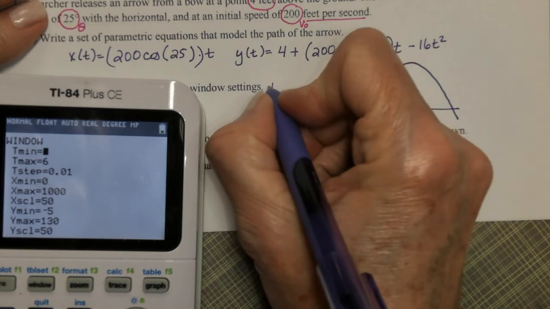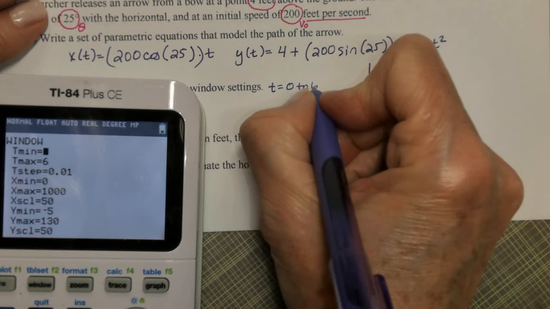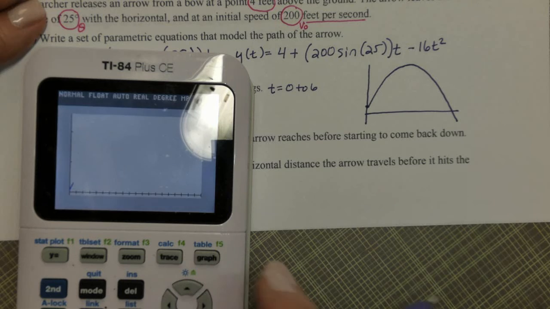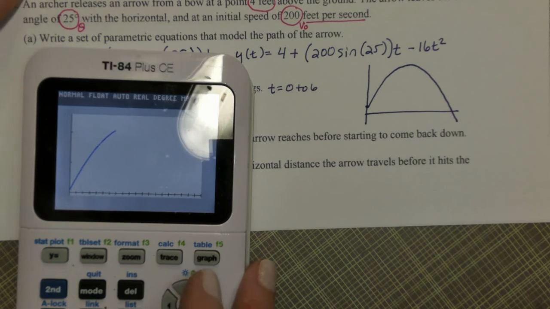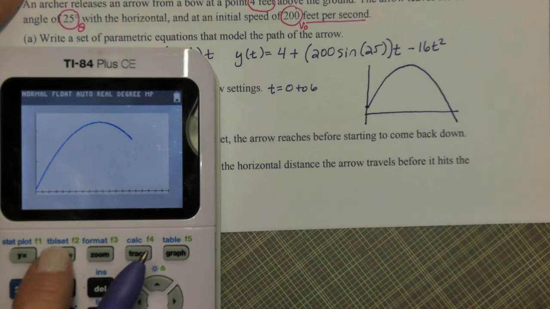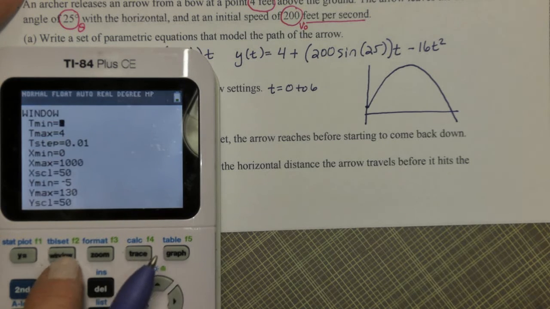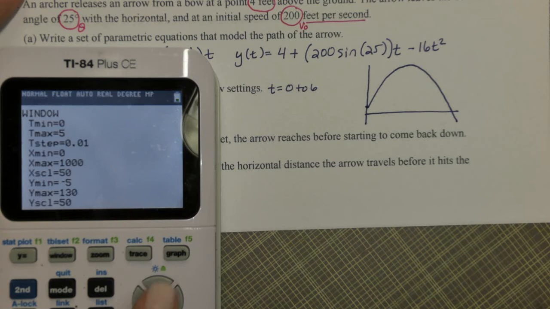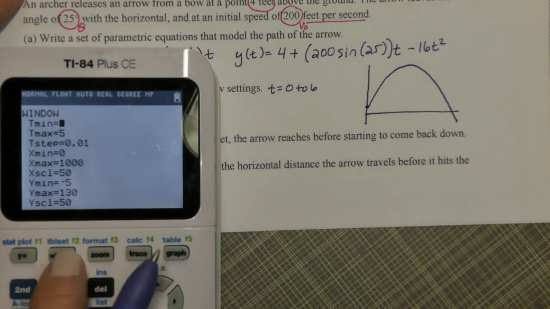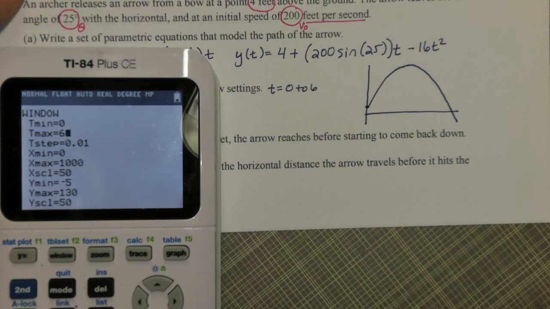Our t's are going from 0 to 6, and I may not have needed all those t's. Let me see what happens if I just go to 4. Let's see if going to 4 is enough. Oh no, it's not enough because it stopped. I needed more time to hit the ground, right? So maybe going to 5. But will that be enough? Let's see. Almost. So I'll just go to 6 like I had it.